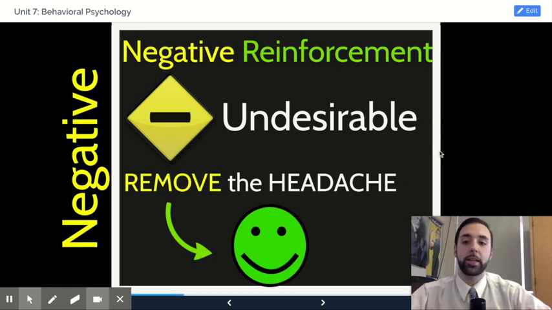Negative reinforcement is when something undesirable has been taken away from the life of the organism. And obviously, if you get rid of something that you do not want, something that you do not like, the end result is that you're going to have this green smiley face. You're going to be happy. The most classic example of negative reinforcement is when you take aspirin or a pain reliever to get rid of a headache. Obviously, you don't want to have headaches.